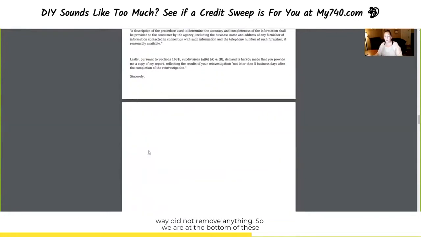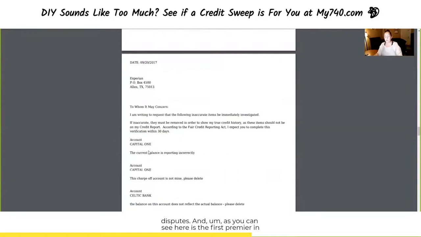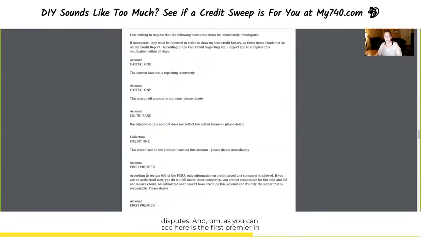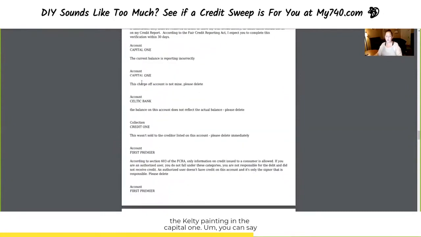So we are at the bottom of these disputes, and as you can see, here's the First Premier and the Celtic Bank and the Capital One. You could say that if they, let's just say for Credit One, are saying that it was sold to another lender, who's that lender? That's information that I need. You can use that to dispute the account.